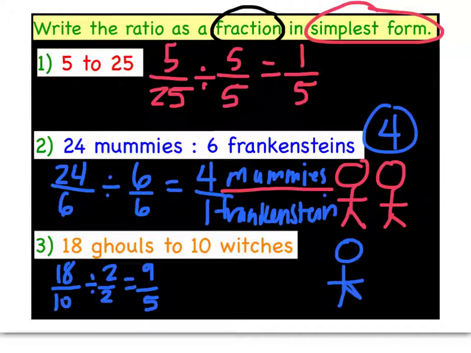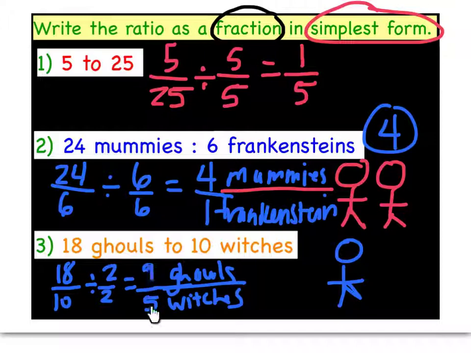Now just on the top, we mentioned that we have mummies and Frankensteins. We're going to follow that same procedure and put ghouls and witches on our fraction because we need to have that label there. We're making a comparison between the number of ghouls we have and the number of witches that we have. It's a 9 to 5 ratio.